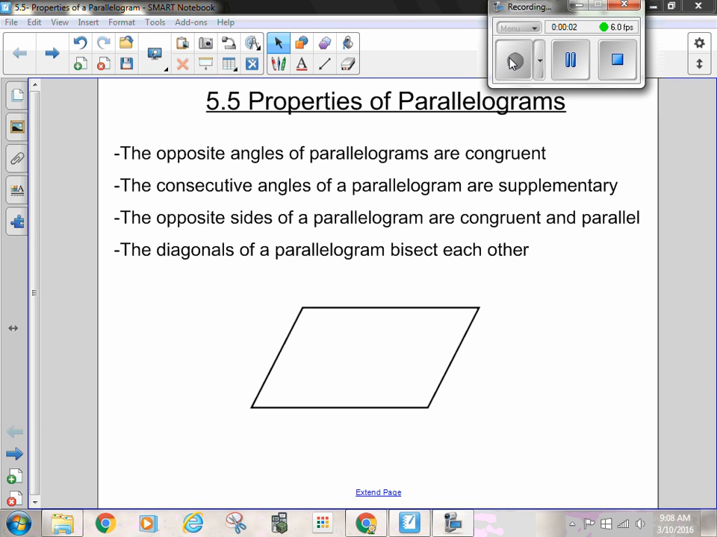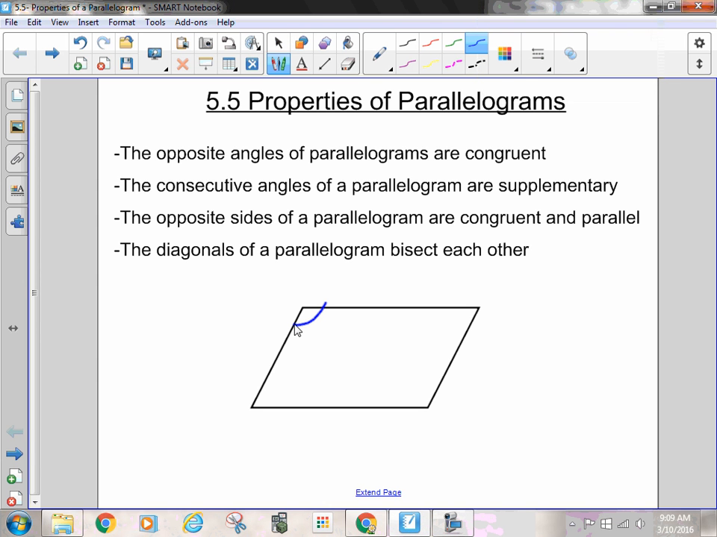All right, 5.5, which is on properties of parallelograms. So we have these four properties right here. The opposite angles of parallelograms are congruent. So we're going to add that to my picture. So these two are congruent or equal, and then these two are congruent or equal.